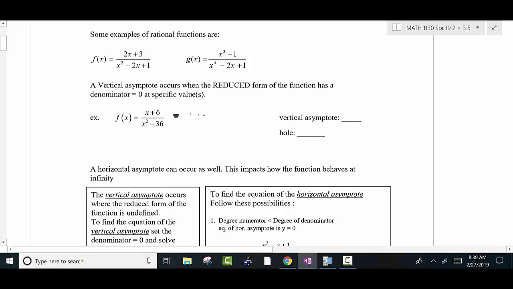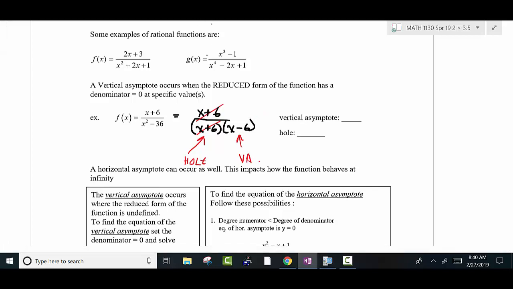So if you were going to find a vertical asymptote on this one, the first thing you'd have to do is see if this reduces. Okay, so of course the denominator factors as x plus 6, x minus 6. So let me ask this question. How many vertical asymptotes does this have? 1 or 2? 1. Only 1, okay? What happens, remember what I showed you before, is the one that cancels out gives you the hole. The one that's left over is the vertical asymptote.